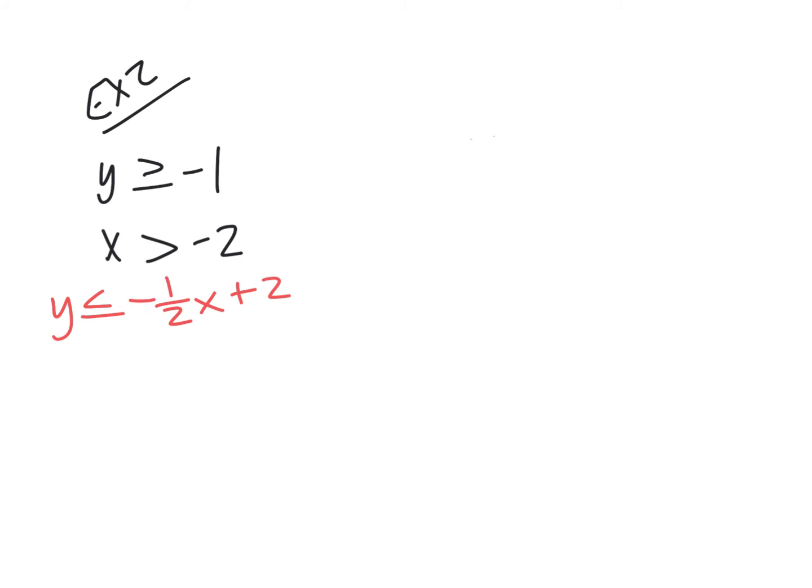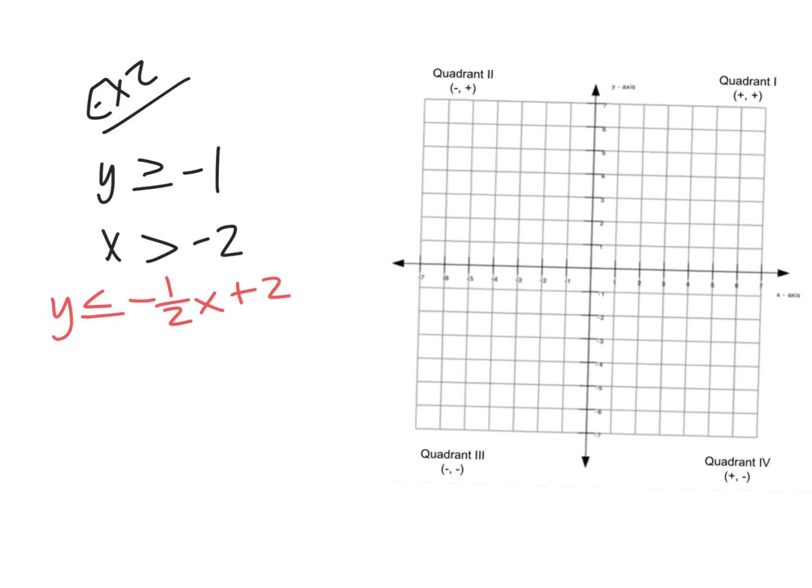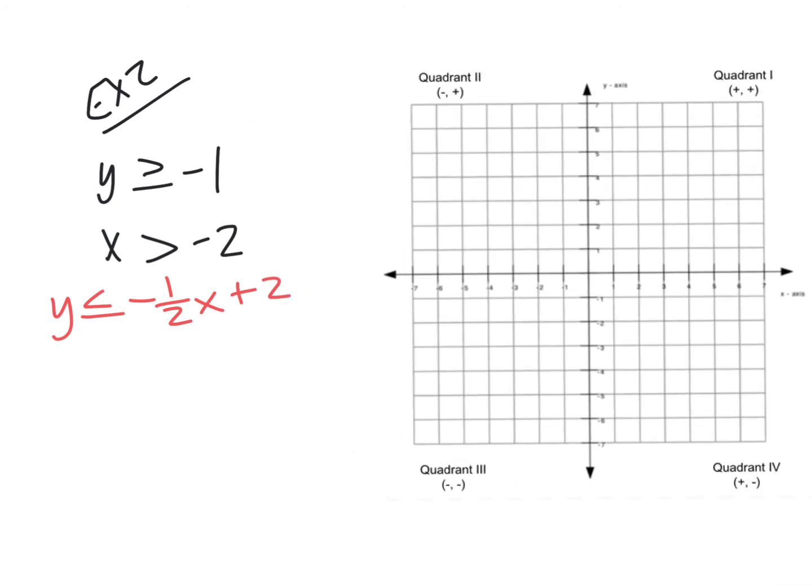All right, so go grab a graph. And we're going to graph it. We have to graph all 3 of these lines. All right, so I'm just going to graph them all in blue. So we have the first one, y is greater than or equal to -1. So what kind of line is this one going to be? It's on the y line, right? Because we have y is greater. So we're going to go down to -1 on the y line.